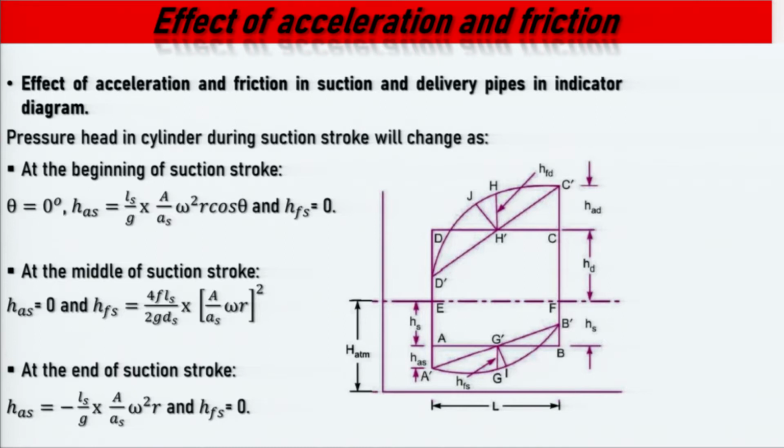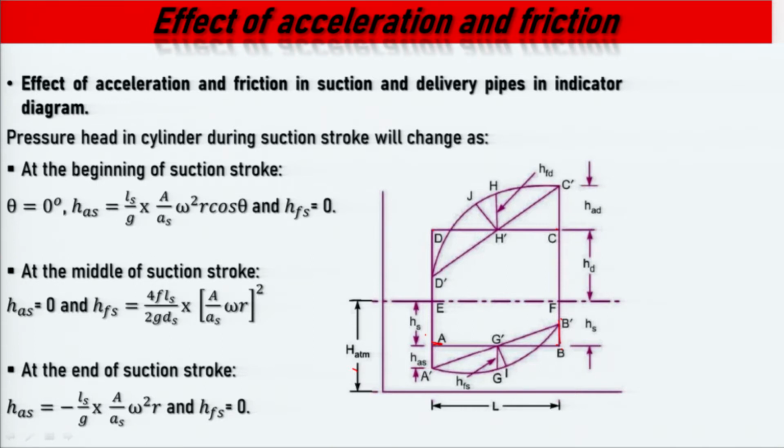Before that, this is the ideal indicator diagram. Just see A, B, C, D; that is the ideal indicator diagram. At the beginning of a stroke, Has is positive, and this magnitude remains the same. So A is shifted to A dash, as already discussed, and B becomes B dash. This is the Has, the magnitude is similar, only the direction is opposite, and there is no effect.